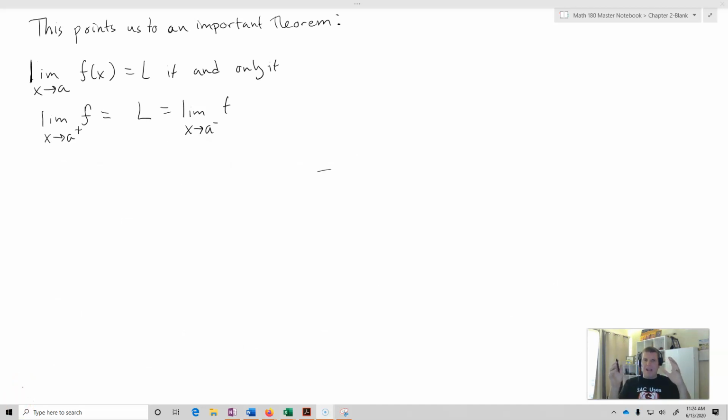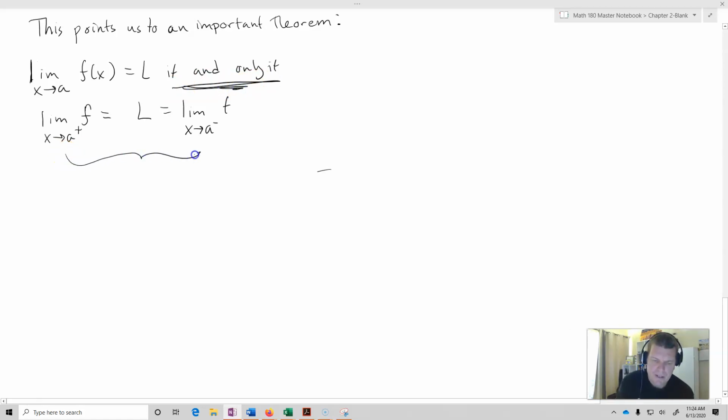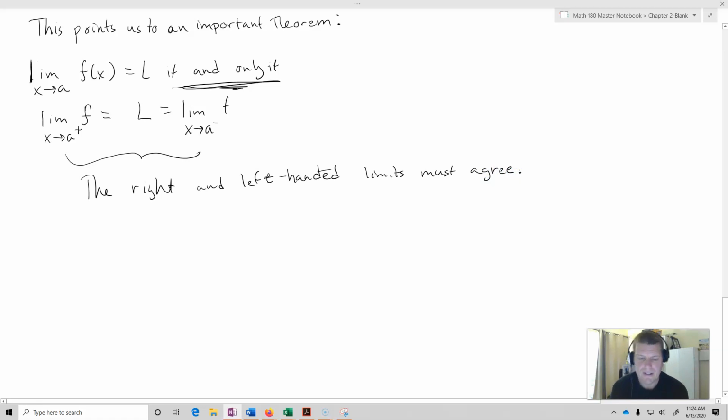The limit as x approaches a of f of x equals L if and only if, and this is really important, the limit of f as x approaches a from the positive side equals L, and equals the limit as x approaches a from the negative side of f. So basically the right and left-handed limits must agree. If they don't agree, then we don't have the limit. If we have the limit, the left and right-hand limits agree, and if we have the right and left-handed limits agreeing, then we have the limit.